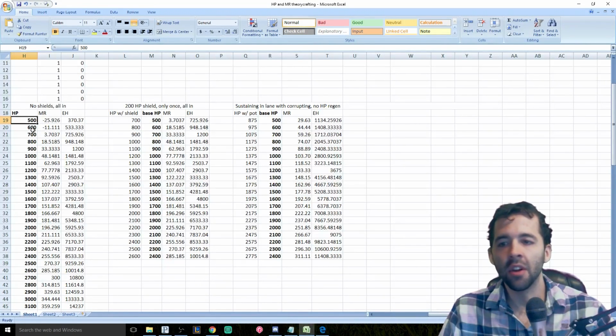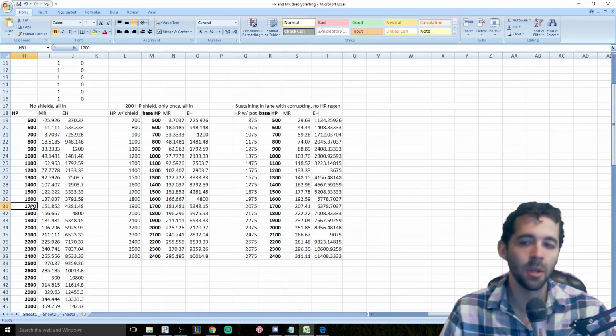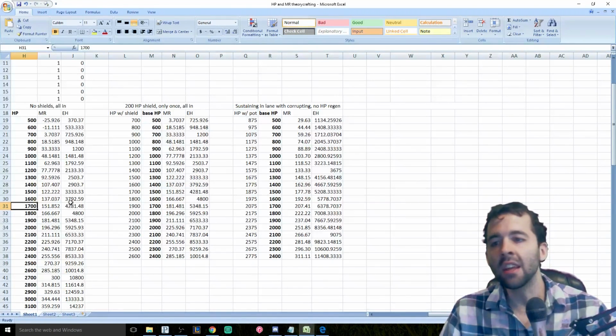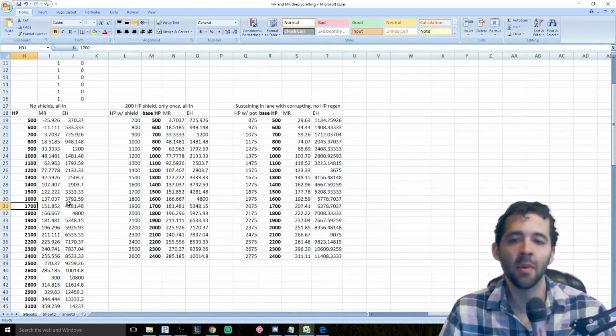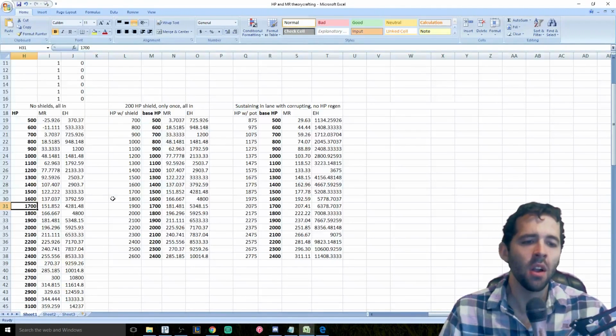And then health is also great. It also scales the same way as MR does. There's no diminishing returns on stacking health. The key thing is that you balance your health stacking with your MR stacking to maximize your tankiness. I think that's about it.